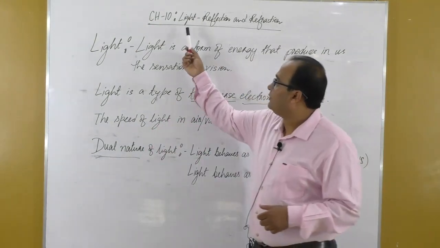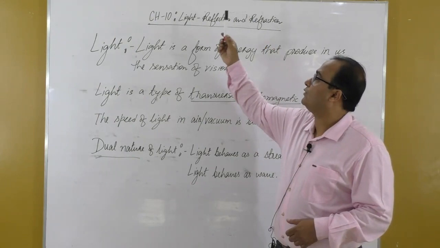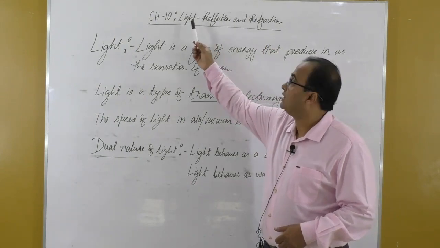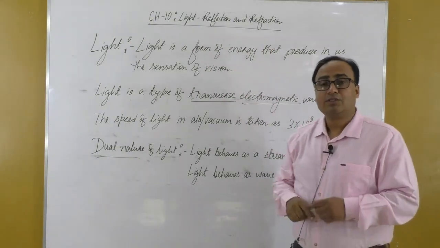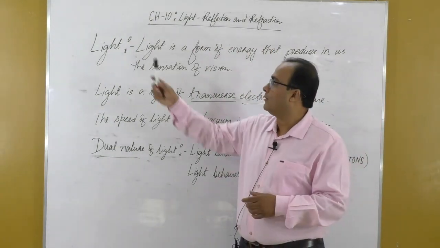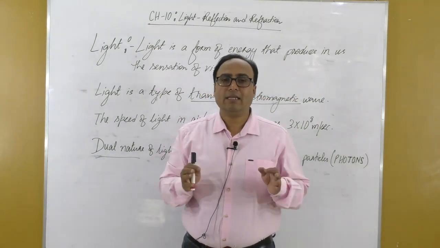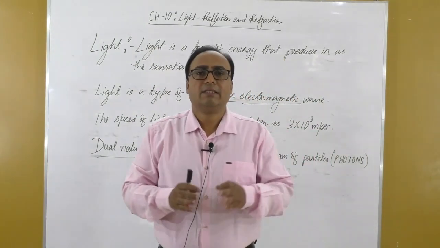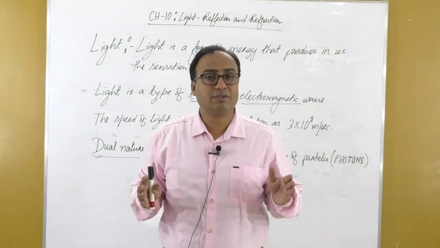Since the name of the chapter is light, reflection and refraction, I am first going to discuss the meaning of these three terms: light, reflection and refraction. So the first term is light. If I ask you what is light? Light is a form of energy that produces in us the sensation of vision.